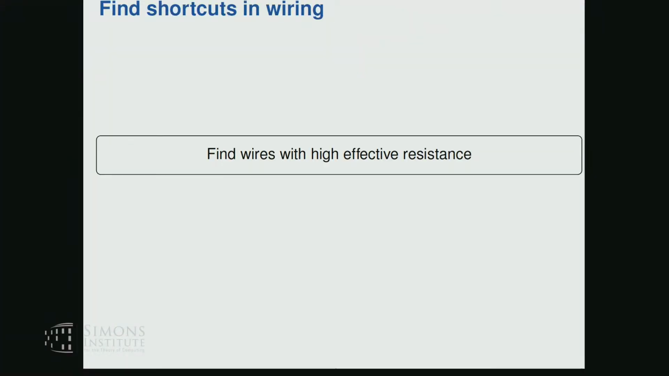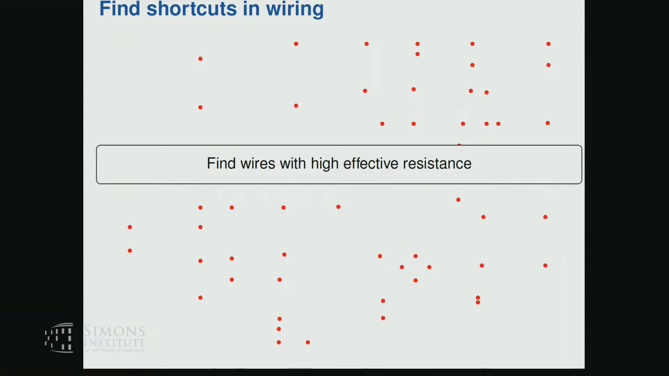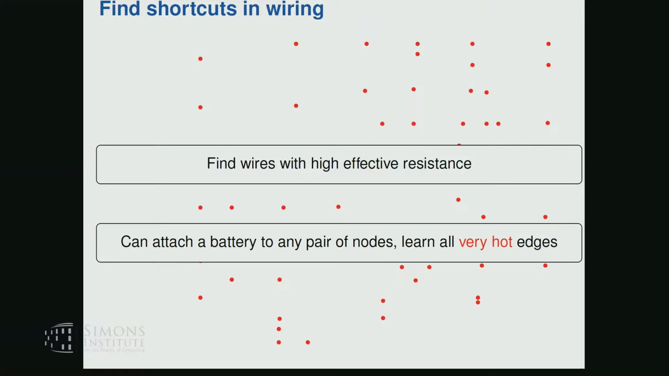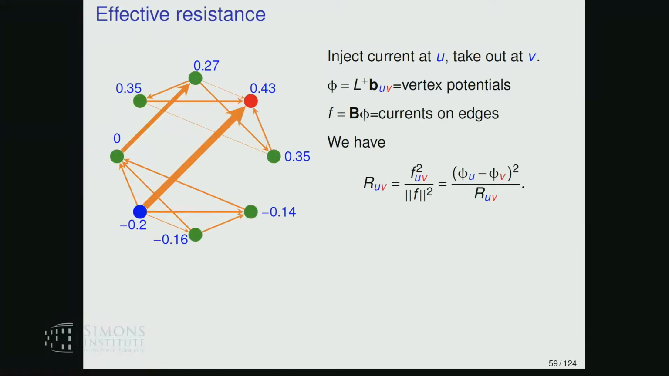Good. So this is my interpretation with finding wiring in a house. Let me show you this picture at least. The circuit is from XKCD. The dots are from me. There are actually more than 70 dots in this picture. I think I got to 50 and then it was hard to stop. Anyway, so this is the situation. You have the vertices and then you can attach a battery and then feel the very hot edges. Great. So let's see how to do this.